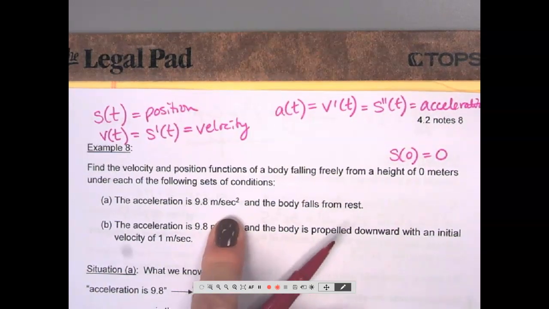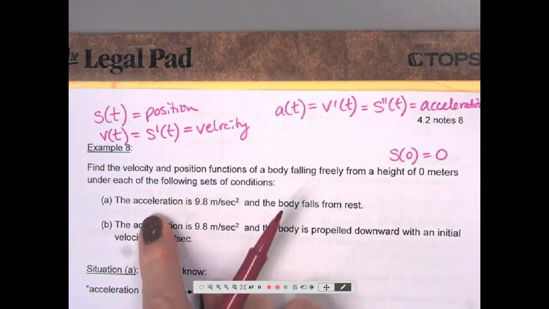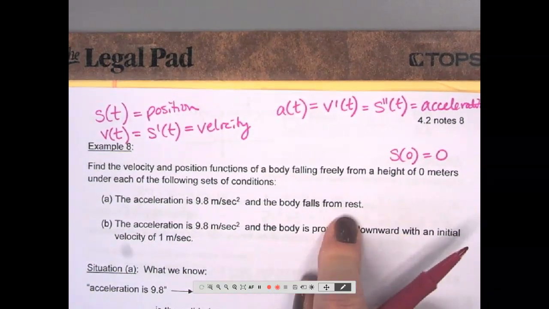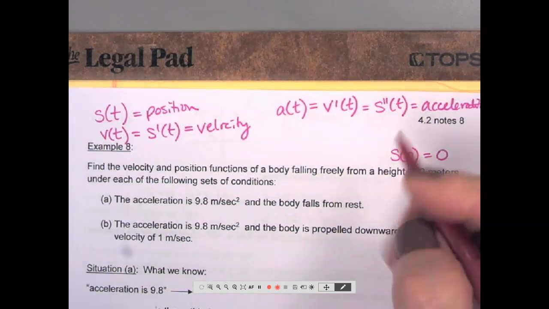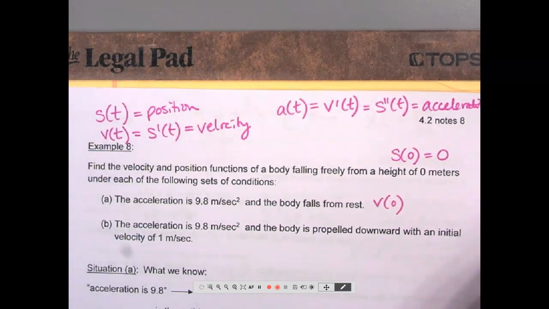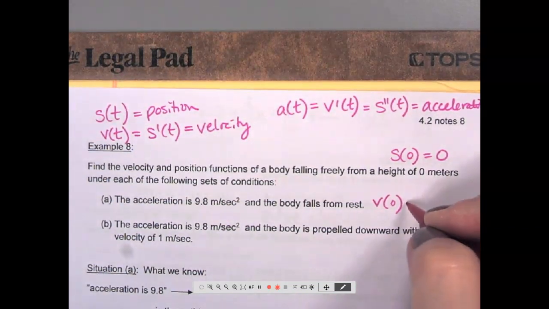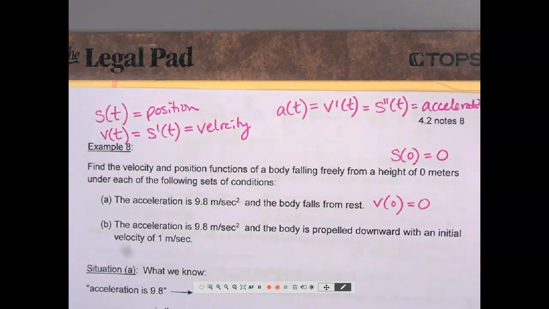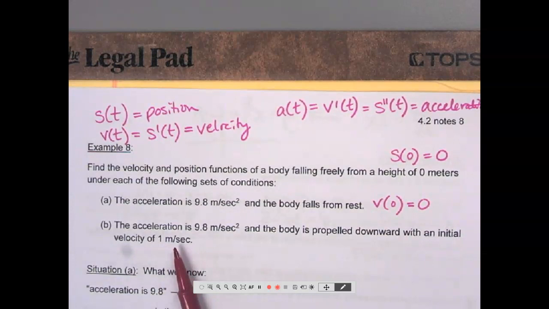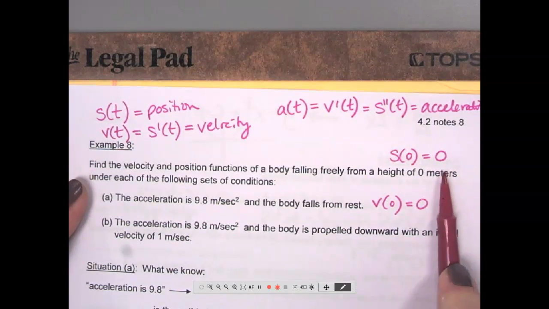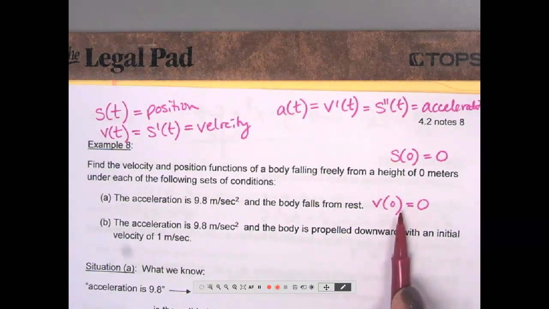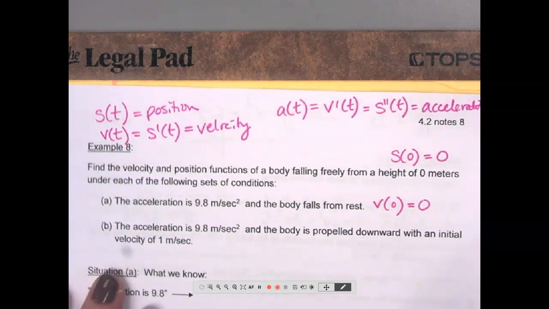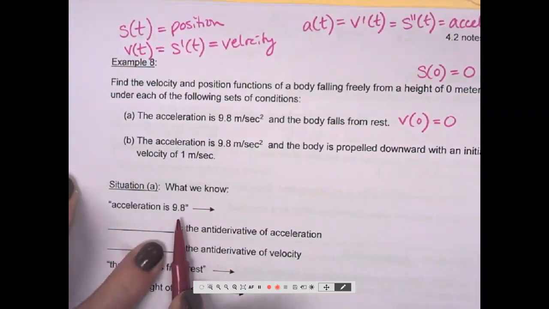Okay, the acceleration is 9.8 meters per second squared. There's our acceleration. The body falls from rest. What does that mean? There's no force behind it. So its initial velocity, or velocity at time 0, is 0. Now that will be different when we propel it downward. Then I won't have an initial velocity of 0. So I know I'm starting at a height of 0 and I am starting with no velocity. So it's like a rock sitting on the edge of a cliff and we're just going to nudge it over. All right, so acceleration is 9.8.